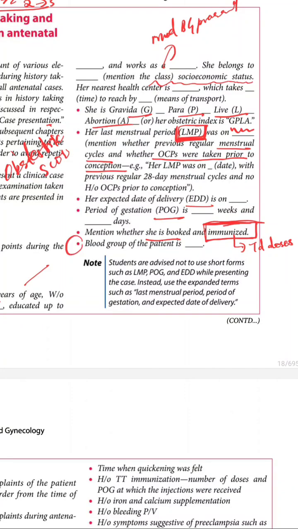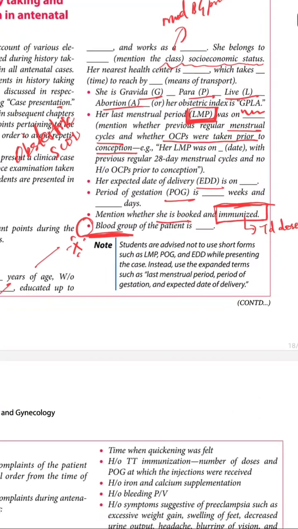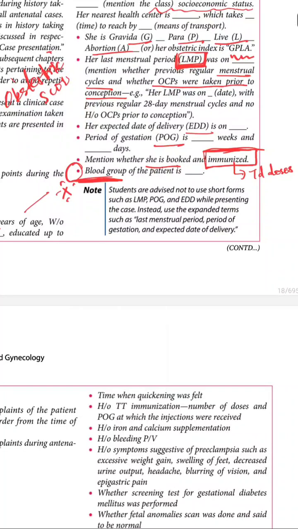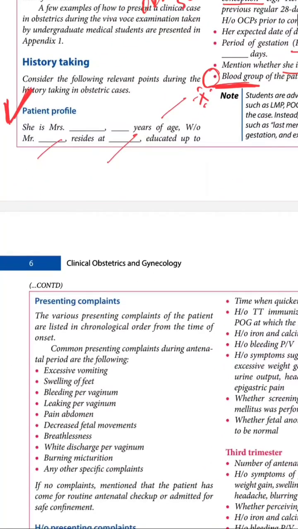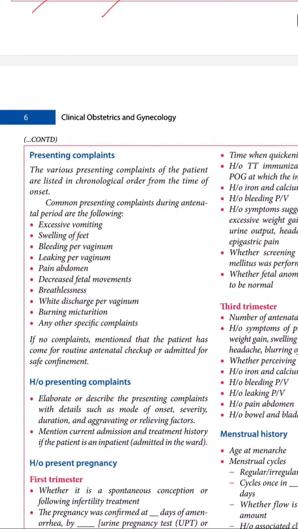And then a very, very important part of the obstetric history: blood group. Blood group should never be forgotten. Blood group is asked mainly to know whether it is an Rh negative pregnancy or not. And students, for studying and memorizing everything, you can use the short forms, but generally use the expanded forms during your examinations. When you are presenting your paper in the examination, write all the full forms.